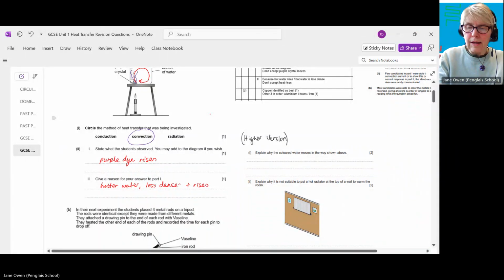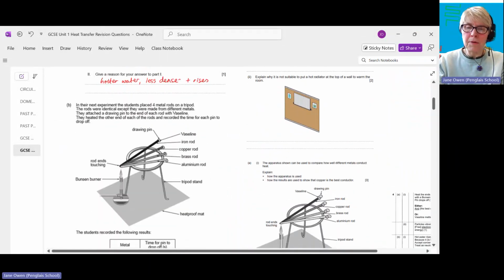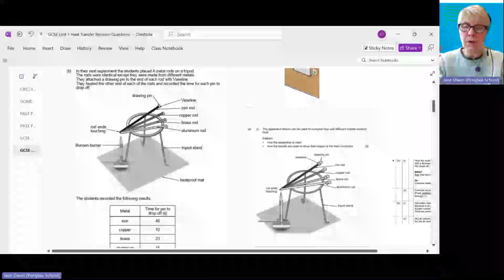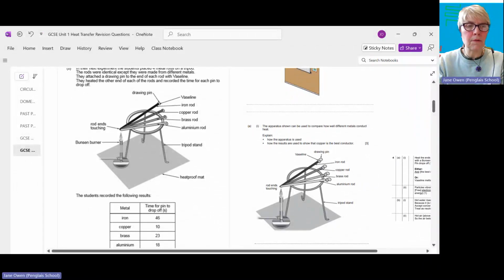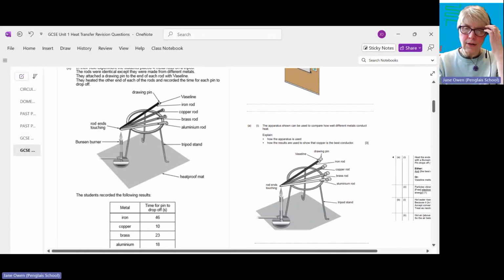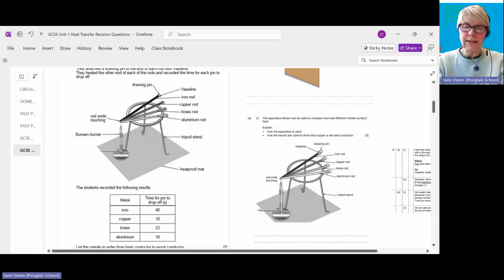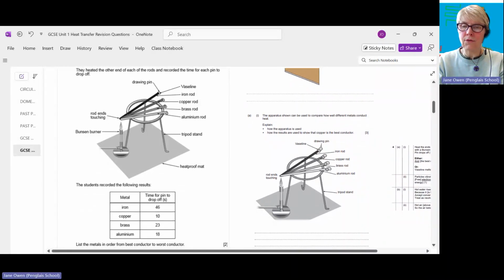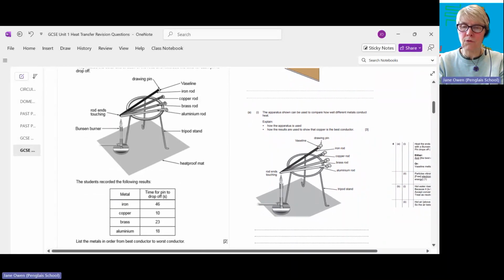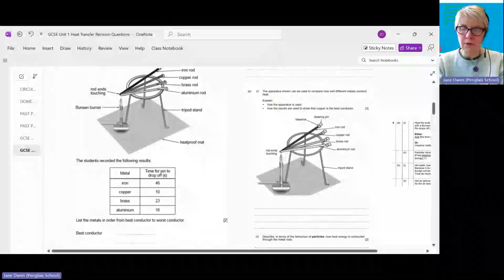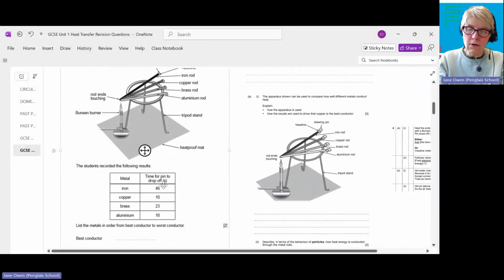Okay. In their next experiment, the students placed 4 metal rods on a tripod. The rods were identical, except they were made from different metals. They attached a drawing pin to the end of each rod with Vaseline. They heated the other end of each rod and recorded the time for each pin to drop off. The students recorded the following results. So iron took the longest, copper took the quickest.